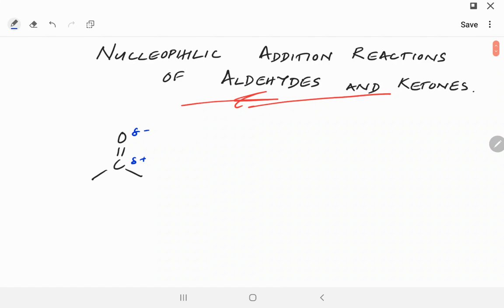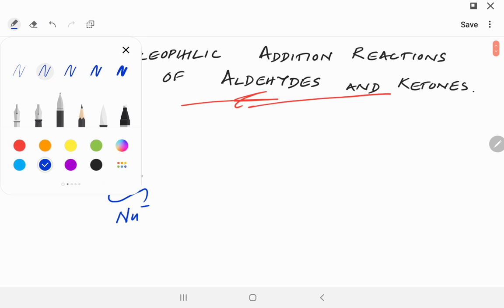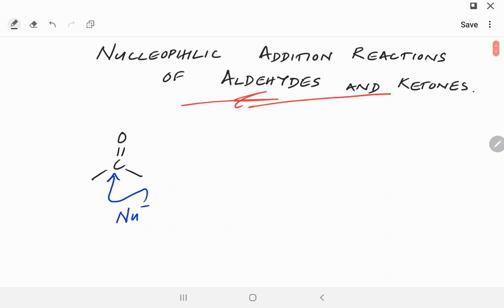Because of this polarization, carbon, as I mentioned earlier, is electrophilic, which means nucleophiles tend to attack this carbon right here. Many nucleophiles tend to attack this electrophilic carbon on the carbonyl group. Usually this attack happens at an angle: the nucleophile approaches at approximately a 75-degree angle to the plane of the carbonyl.